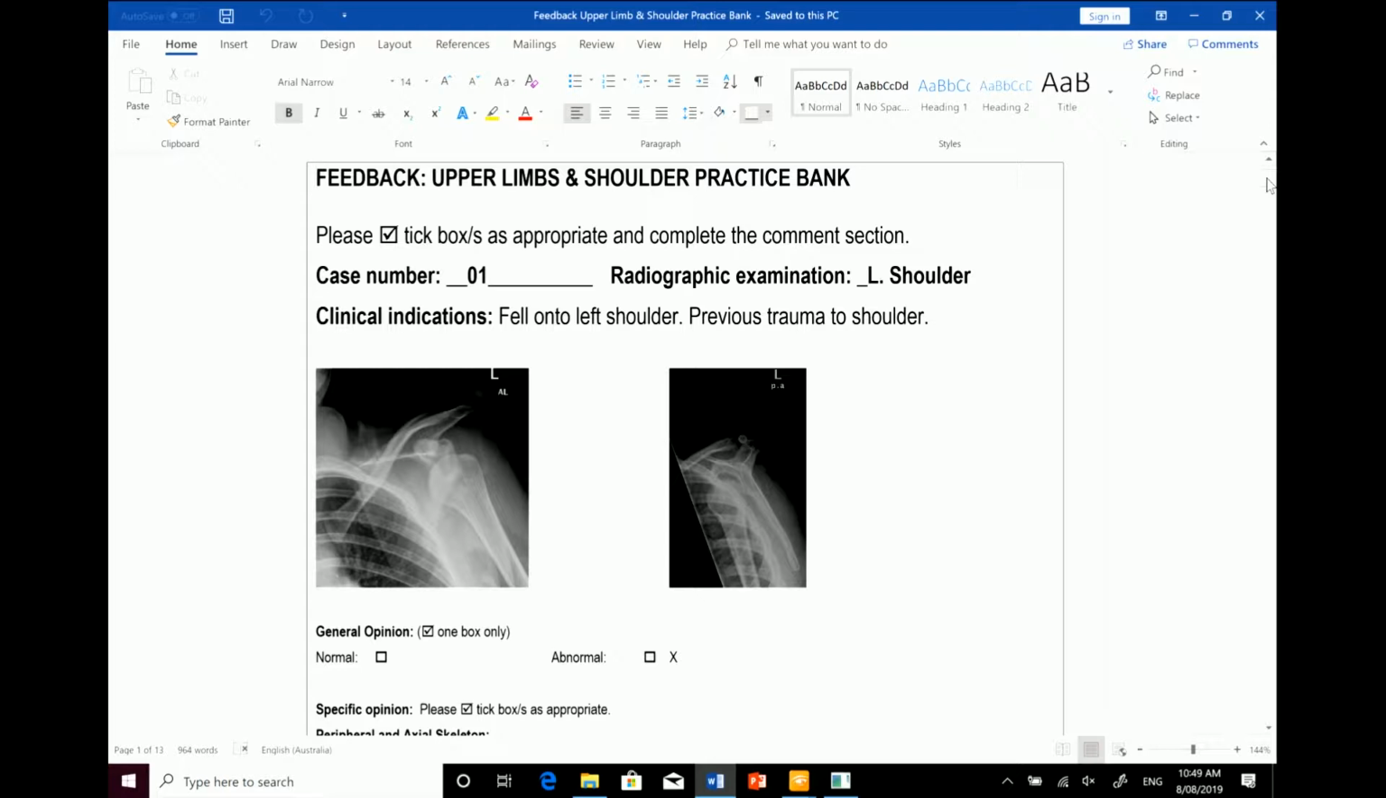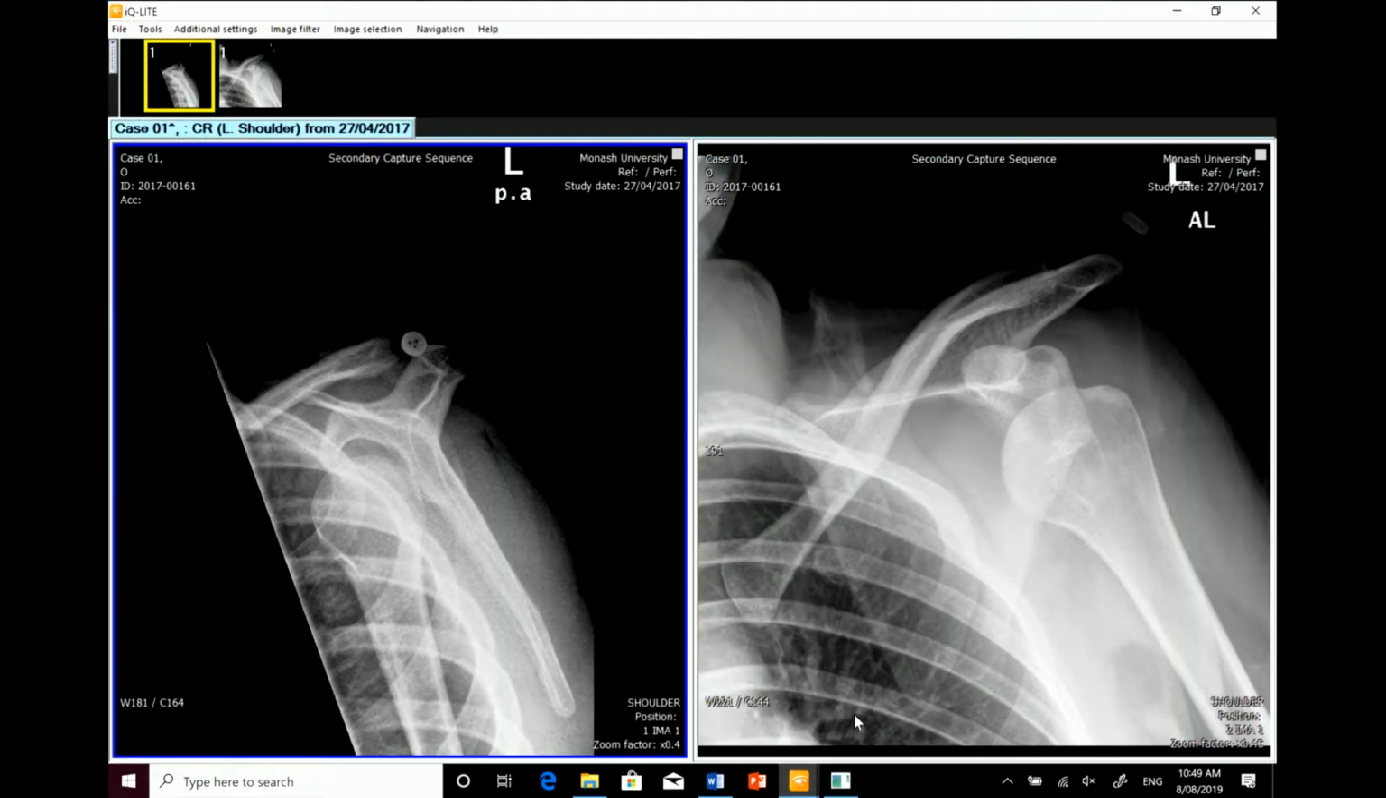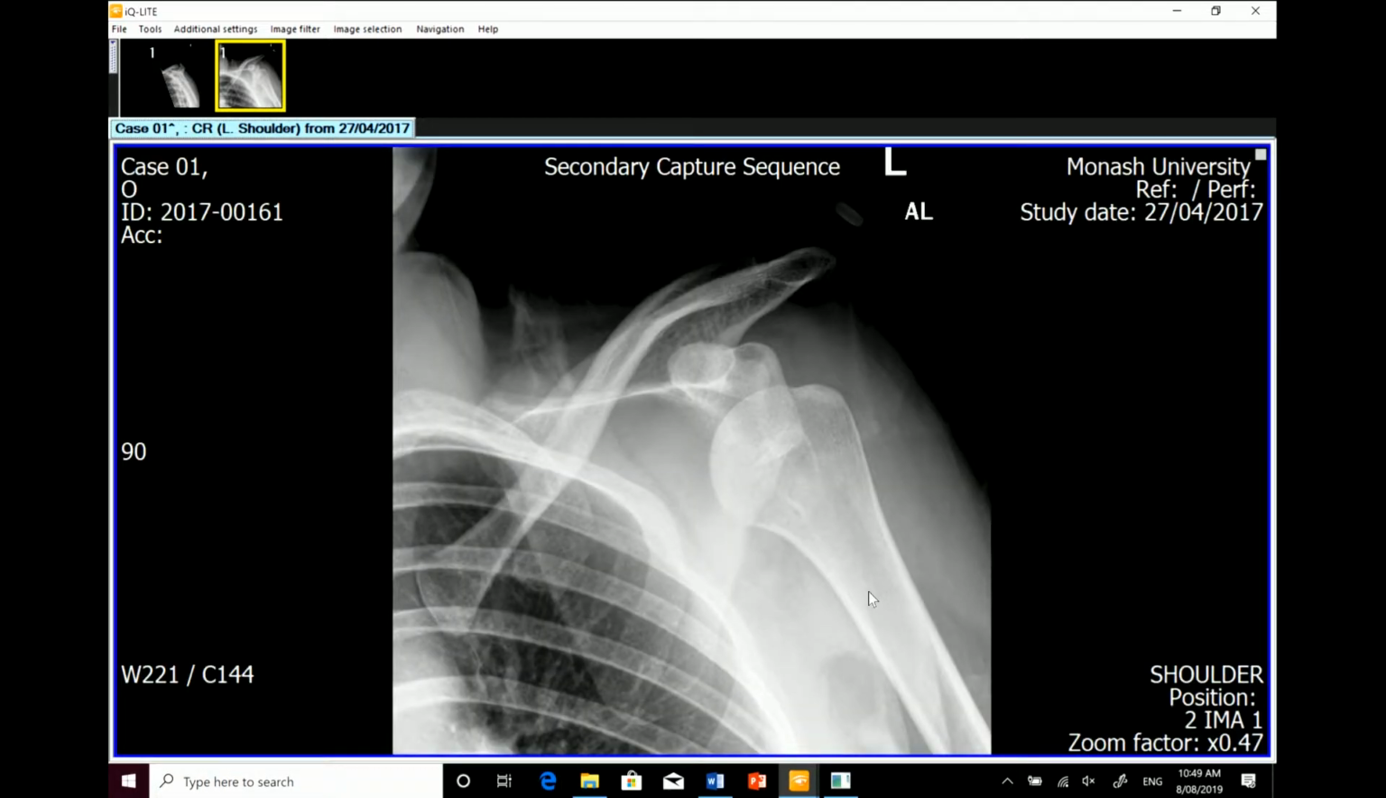So in the first case, the indications were of a patient who fell onto the left shoulder, and there was also previous trauma to the same shoulder, so the request was for a left shoulder. So if we now view it with our software, let's first look at the AP view.